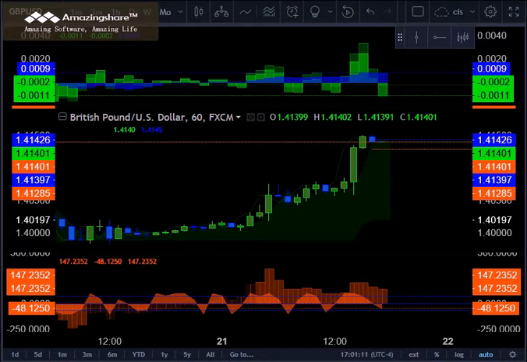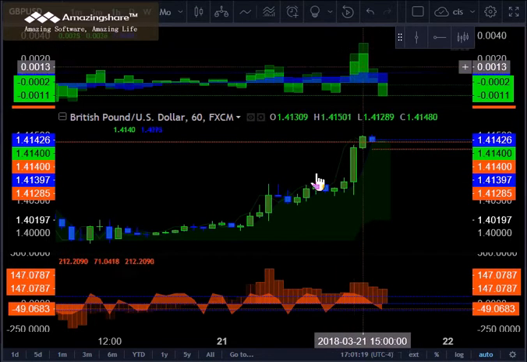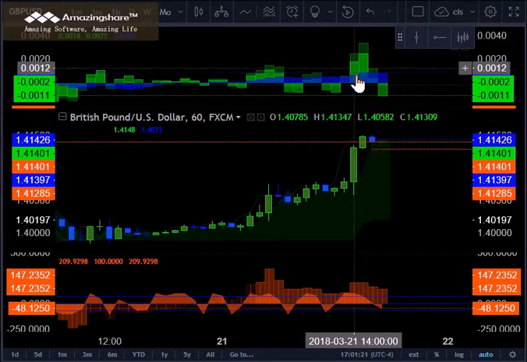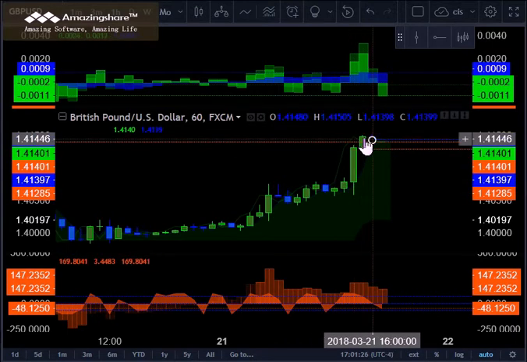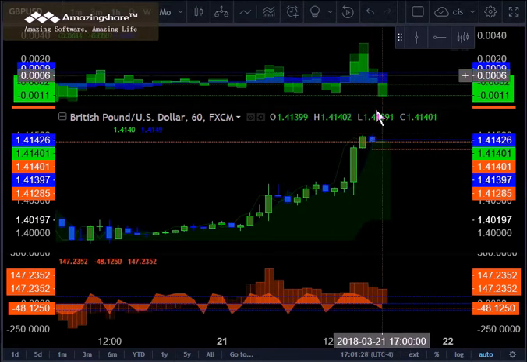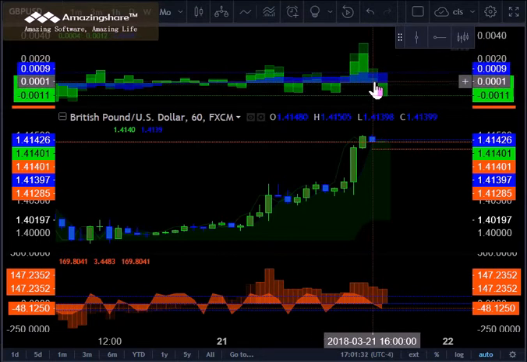In focus, the British pound US dollar. We are short 141.42.6 on a price action metric reversal on the 1 hour chart. You can see where we had this peak on the 1 hour, when we came into this third candle, our price action metrics dropped way down, and that triggers a price action reversal.